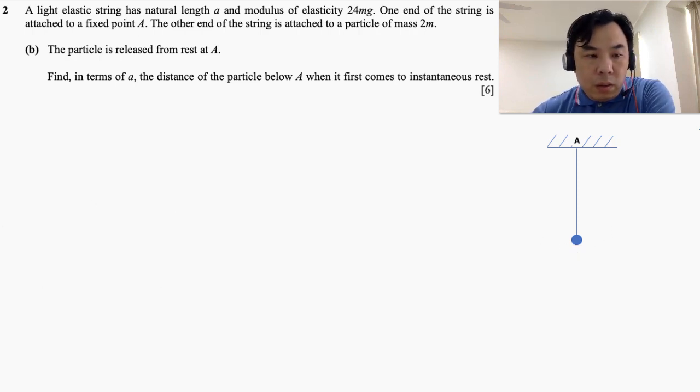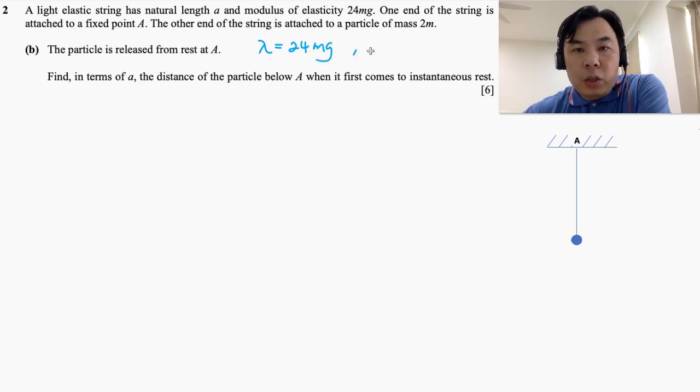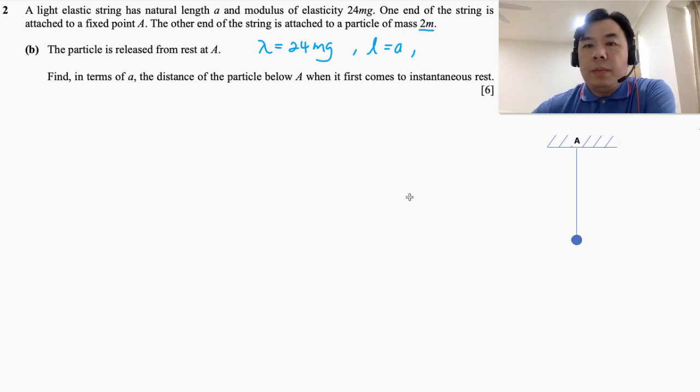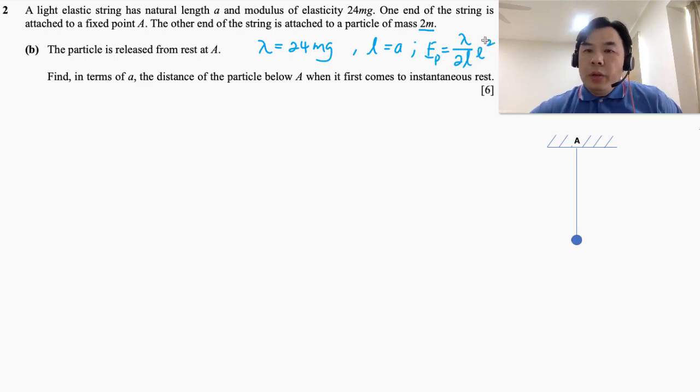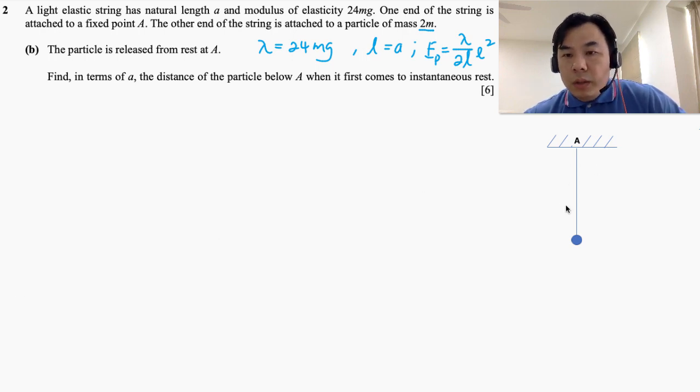Let us put in all the information one more time. We know that we have the modulus of elasticity, which is given as 24 mg. The natural length is a. The mass itself is 2m here. And then the formula for elastic potential energy, I just rewrite that again, is λ over 2L multiplied by e squared. Always remember the e squared, because I also make mistakes on the e squared itself. Now I'm going to label this before I start.